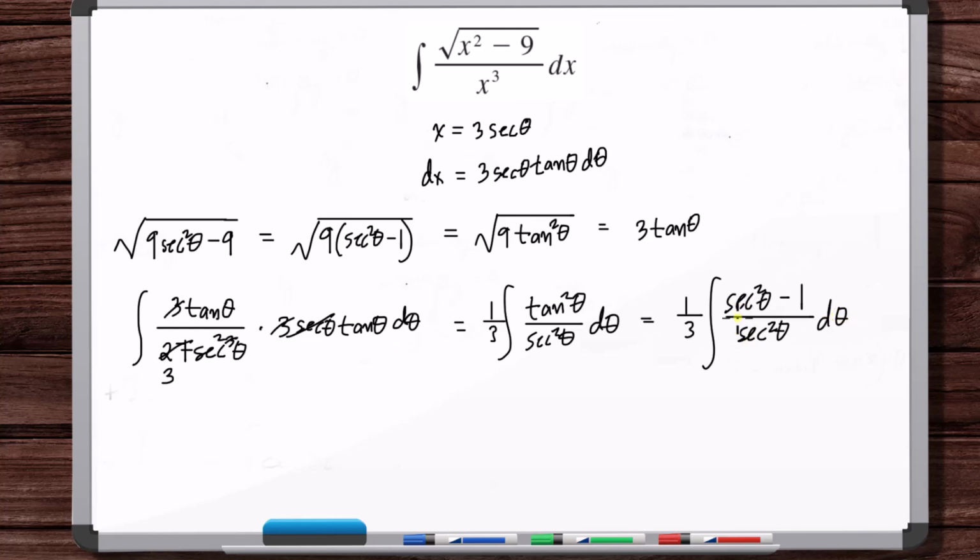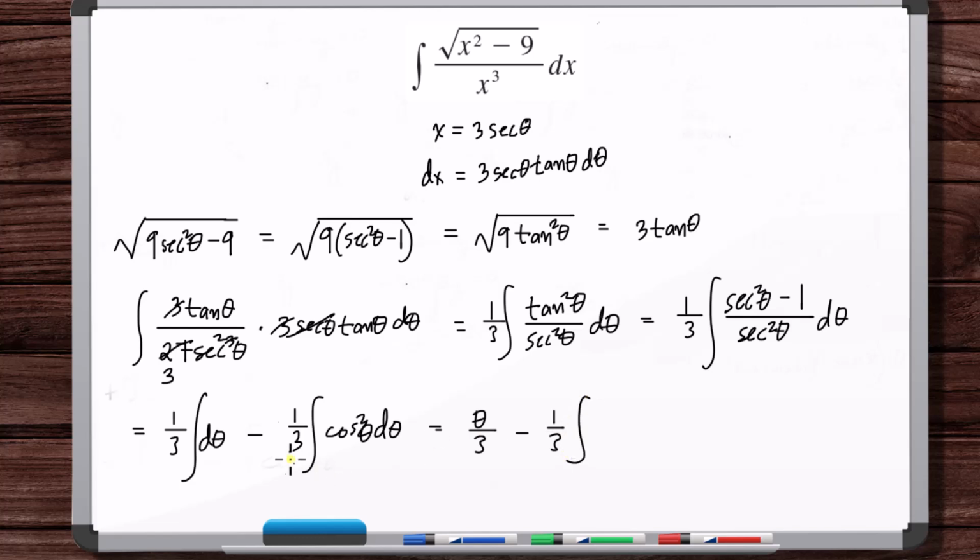Right, now we can do 2 separate integrals. And so let's do that. All right, so secant squared theta divided by secant squared theta. And then 1 over secant squared theta is cosine squared theta. Okay. So we've got theta over 3.